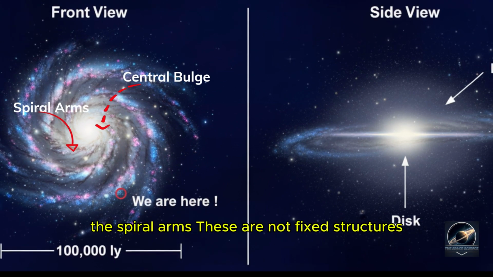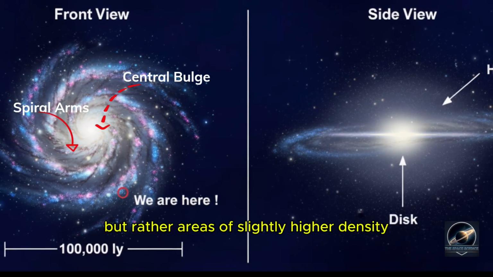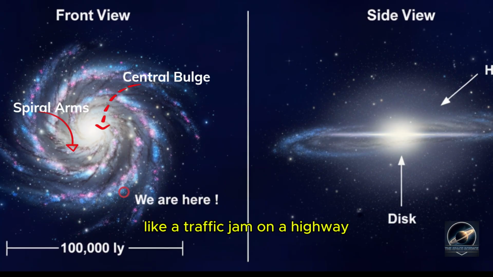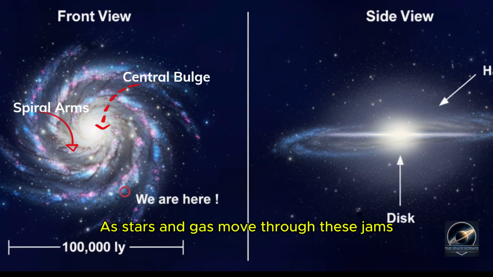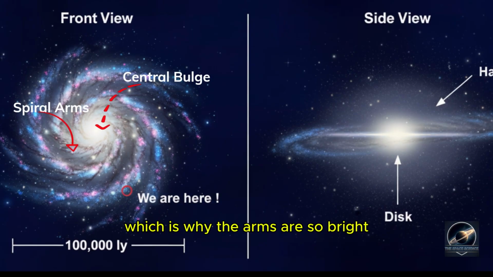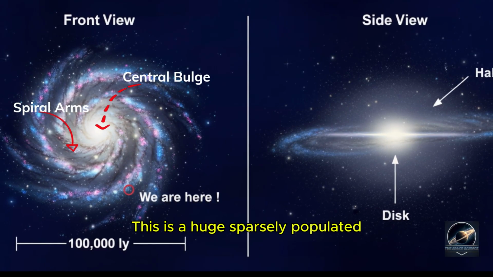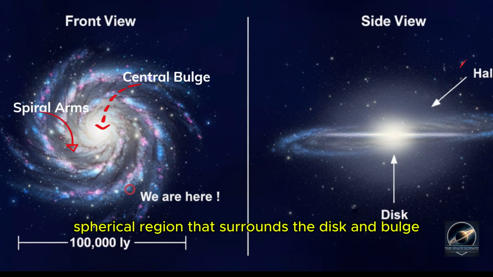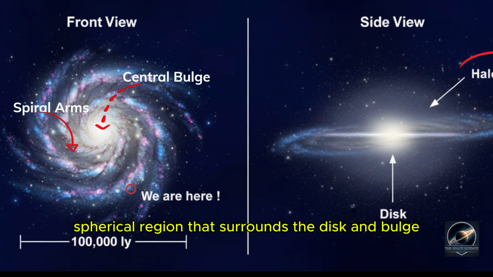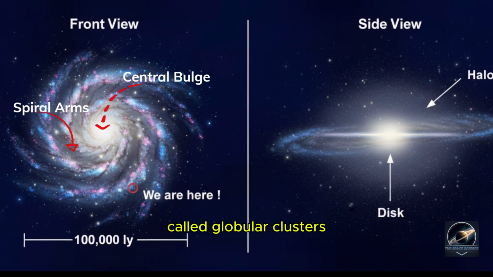Third, the spiral arms. These are not fixed structures, but rather areas of slightly higher density, like a traffic jam on a highway. As stars and gas move through these jams, the gas compresses, triggering the birth of new stars, which is why the arms are so bright. Fourth, the halo. This is a huge, sparsely populated, spherical region that surrounds the disk and bulge, containing very old stars and ancient star clusters called globular clusters.